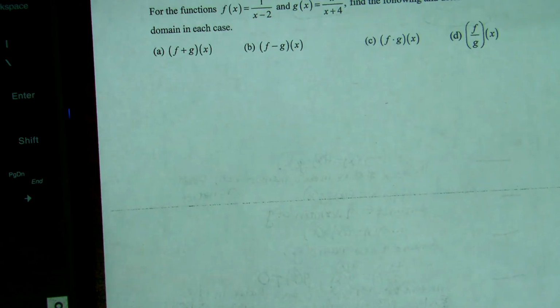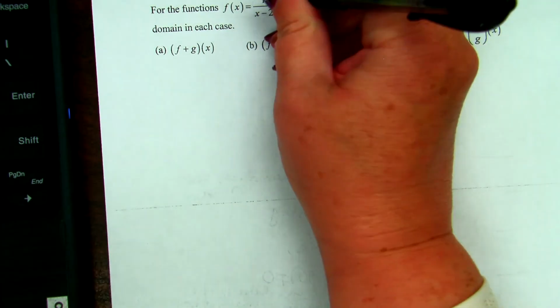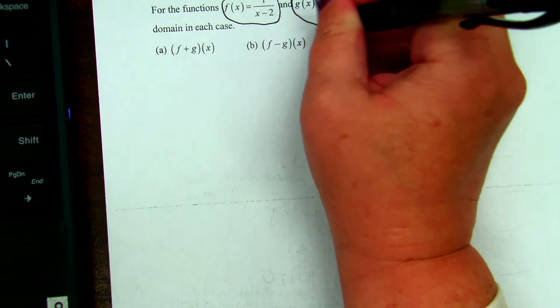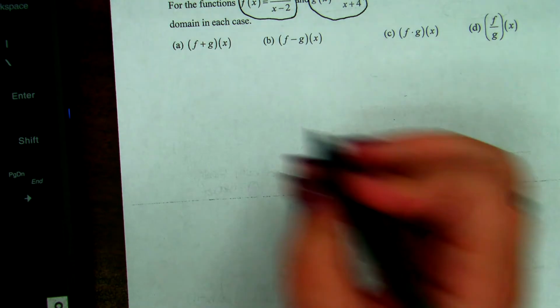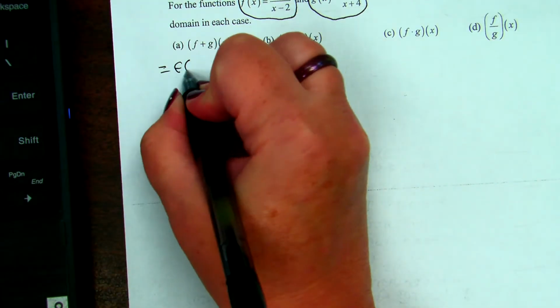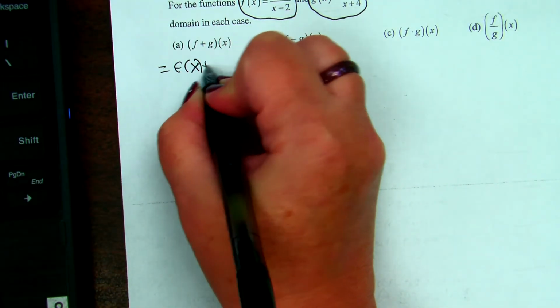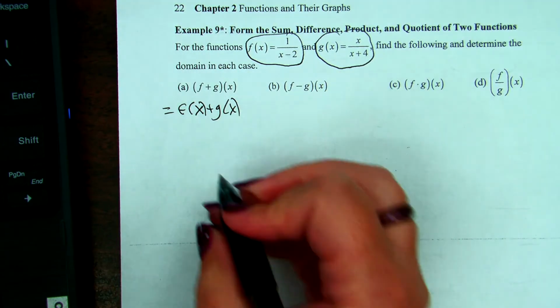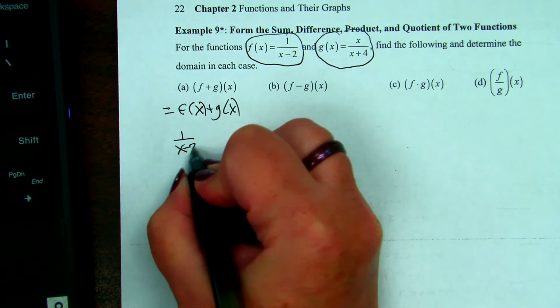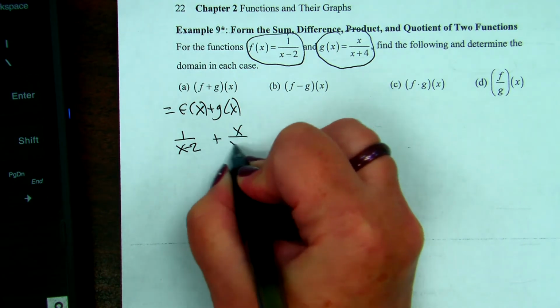And the last problems we're going to do today are two new functions. Find the following and determine the domain in each case. So it's f(x) + g(x). So it's 1/(x − 2) + x/(x + 4).